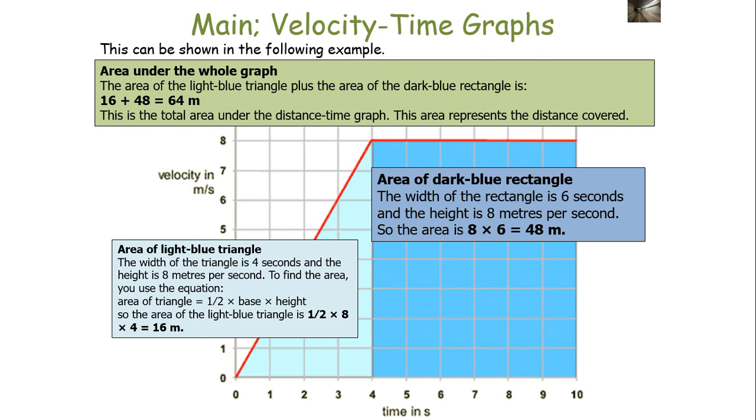So when you're trying to work out the area travelled by an object, so the area under the curve, which is the distance travelled by the object, you split it up into a rectangle and a triangle, you then work out the area of each, you add them together.